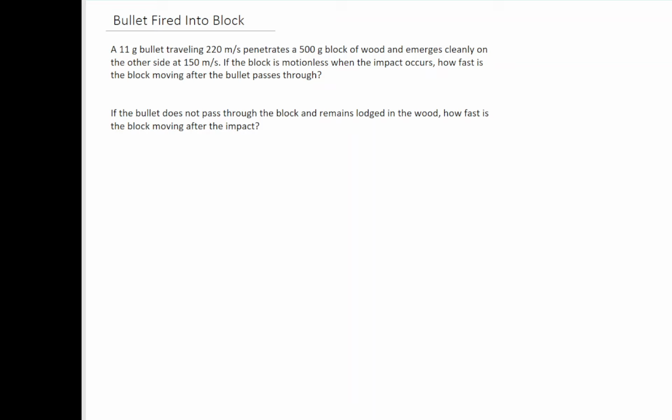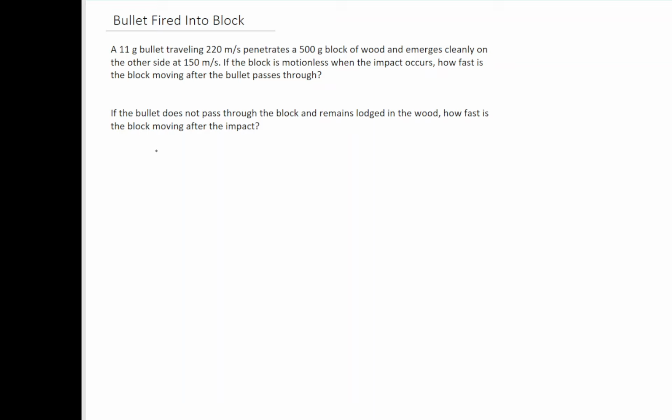In this problem, we have a bullet being fired into a block of wood. It's broken into two parts. You see a couple ways that this bullet could collide with a block of wood. So we'll start with the first part where we have the bullet passing through the block. When we're setting up momentum problems, we're really looking at the concept of conservation of momentum.